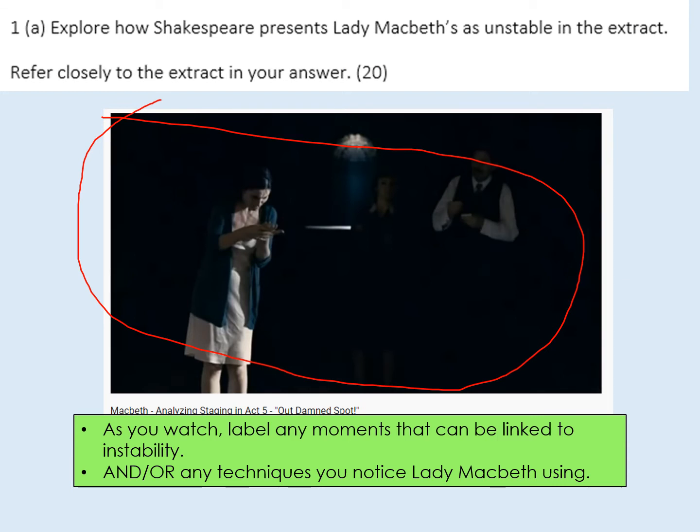Obviously, the questions ask you how she's unstable in this part, so the more that link to that, even better. So what I'm going to do is on the next slide, I'll be showing you what I would have labelled. But I would recommend that you pause the video and have a go at this yourself first, having a look for any of those things that I just mentioned there.